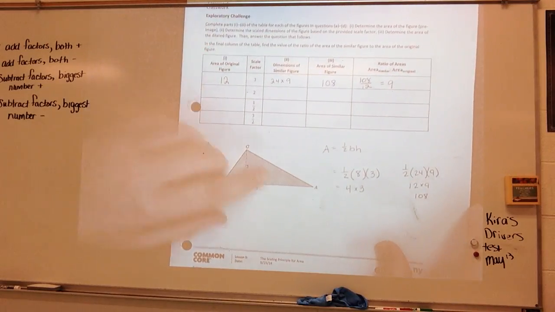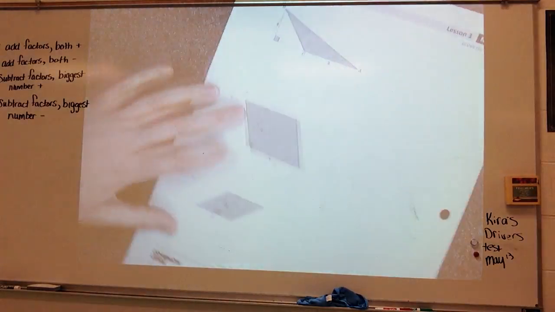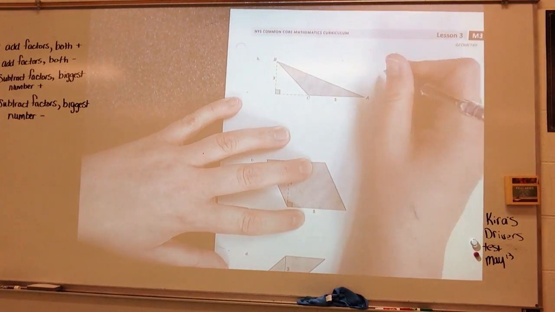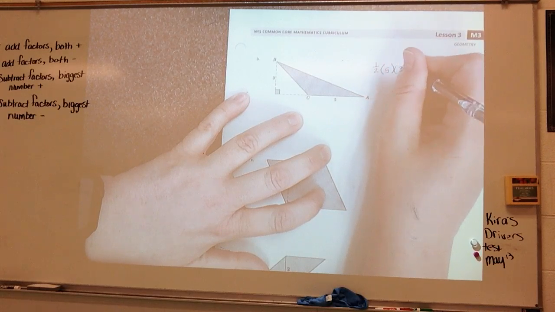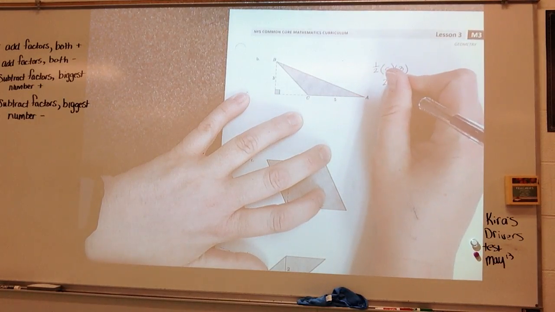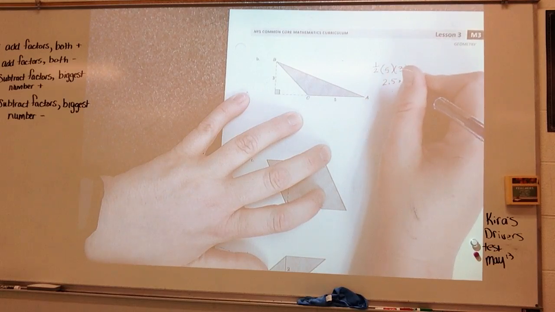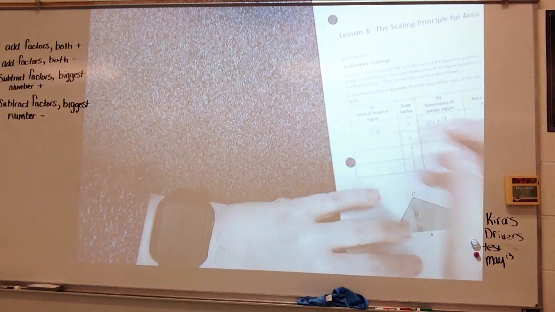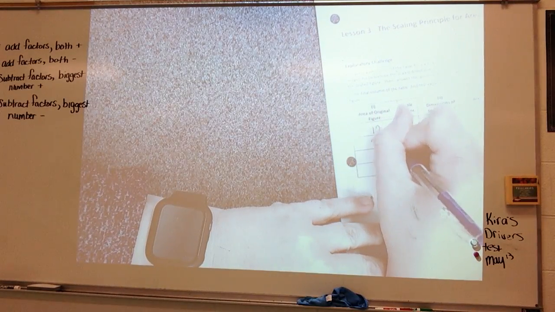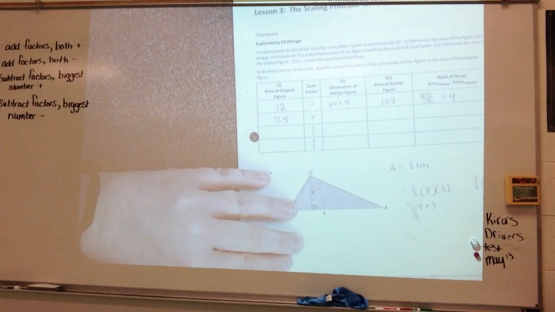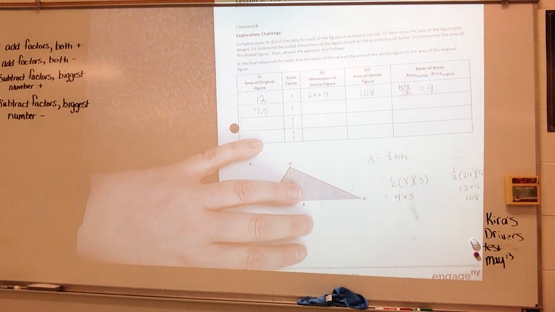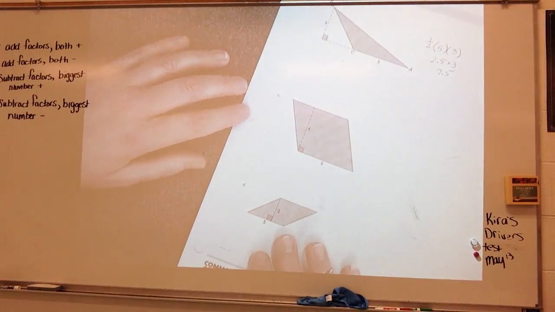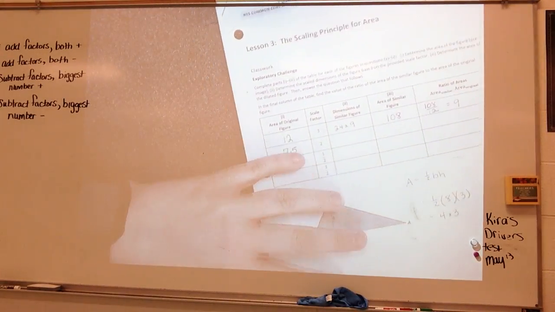Alright, let's look at figure number 2. So we're going to do 1/2 base, which is 5, times height, which is 3. 1/2 of 5 is 2.5 times 3 would give me 7.5. Alright, so my original figure has an area of 7.5. Alright, I want to dilate those sides by 2. So it's going to be a 10 by 6.